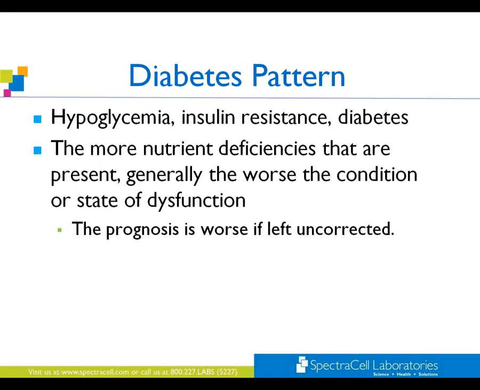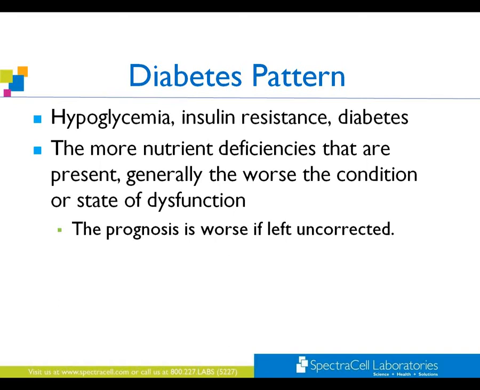Now, when we're talking about this dysglycemic pattern leading us potentially, if left, to progress on towards diabetes, we're really talking about the continuum that begins from normal blood sugar and moves into a hypoglycemic state, and then on towards insulin resistance, and maybe if you classify pre-diabetes in there, ultimately to that disease state of diabetes. So it's really throughout that continuum. And the more nutrient deficiencies that are present within this dysglycemic pattern, generally the worse the state of dysfunction is going to be.